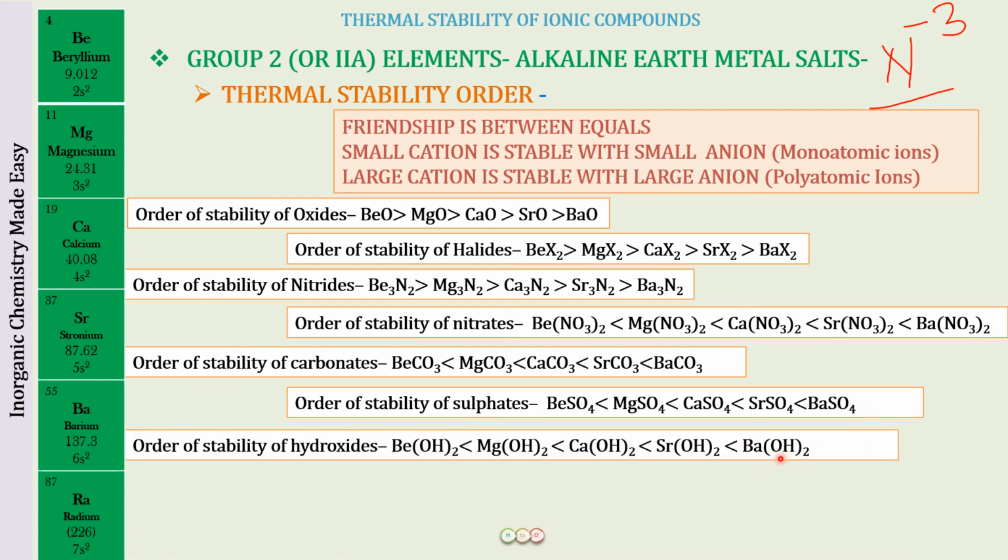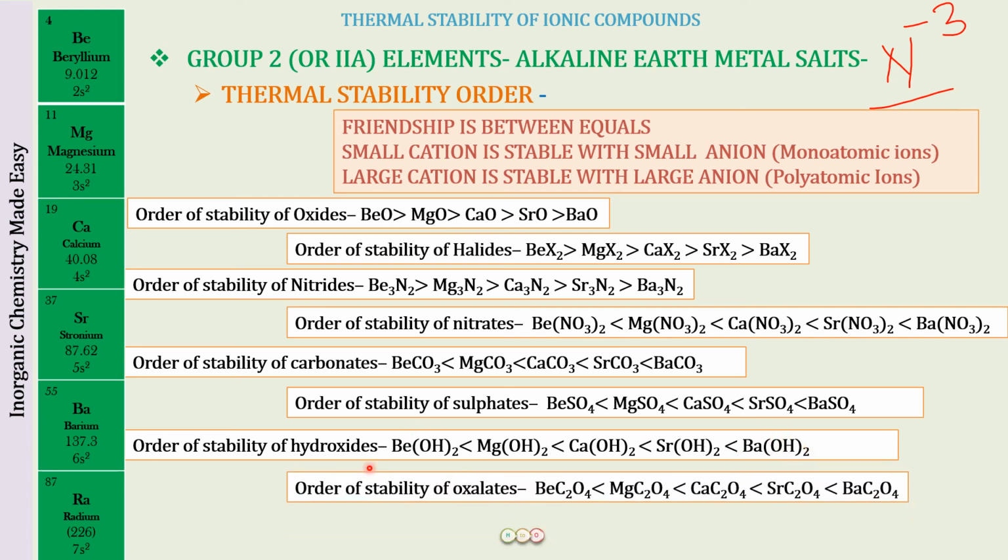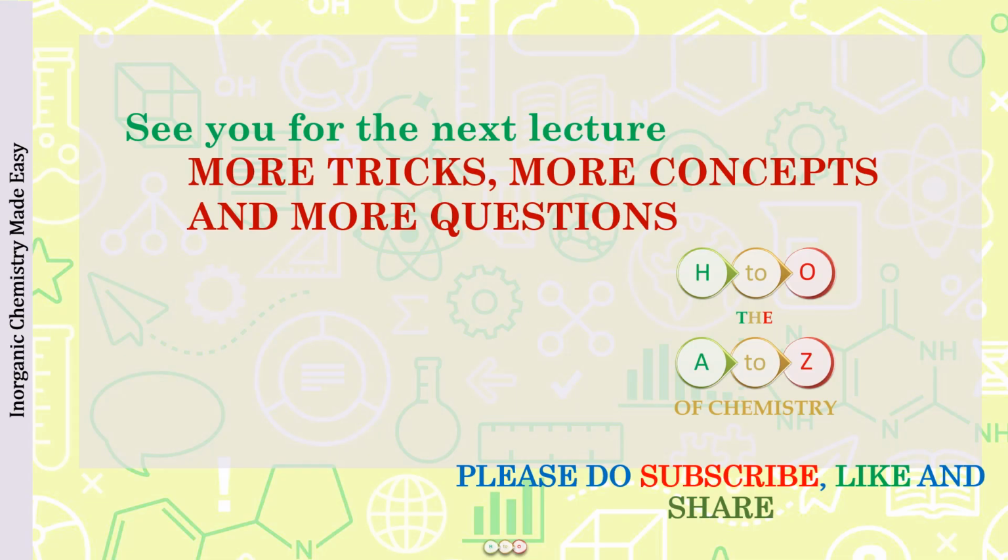Hydroxide, again OH minus 1. So again polyatomic. Down the group, stability is increasing. Then we have the oxalates. Again C2O4 2 minus. So again this is polyatomic in nature. Large anion, large cation is going to be more stable. So you can just do the orders for any of the salts. Just remember the small cation, small anion, large cation, large anion, and you know which is going to be more stable. So that would be all for this lecture.